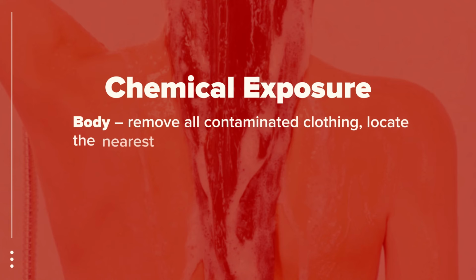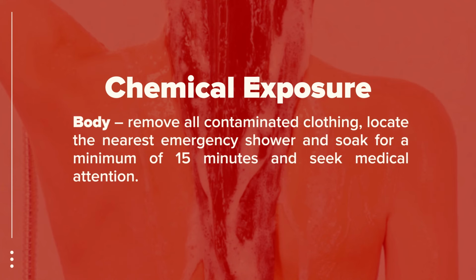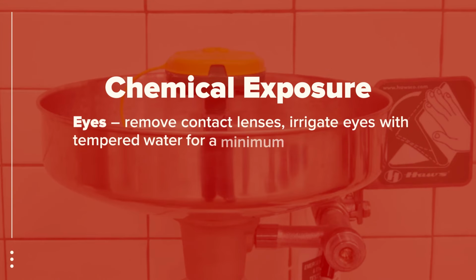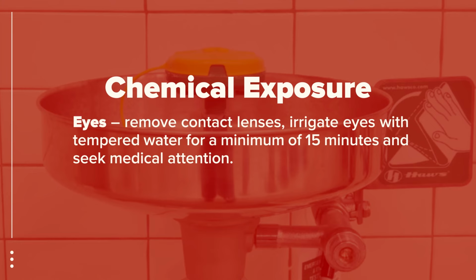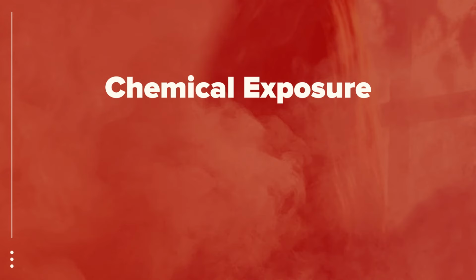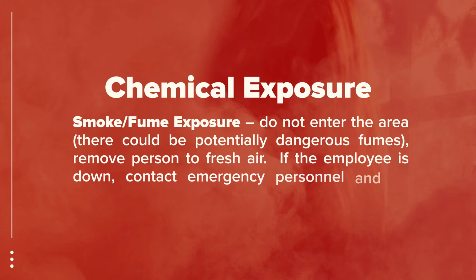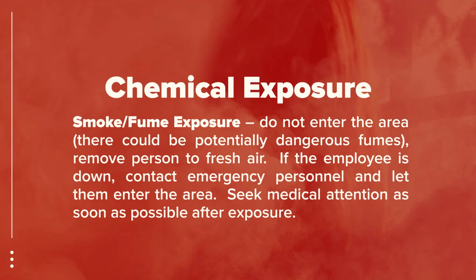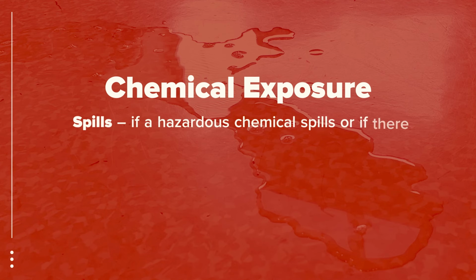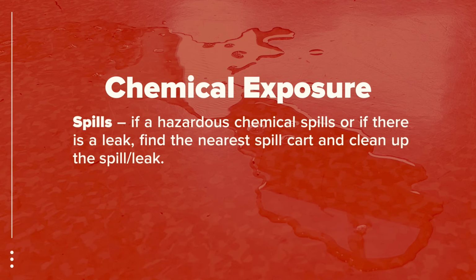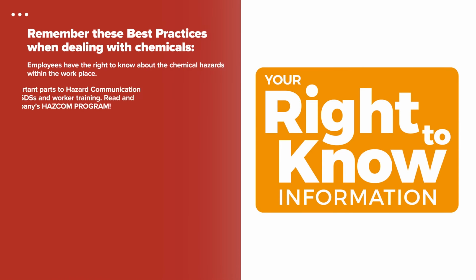Body: remove all contaminated clothing. Locate the nearest emergency shower and soak for a minimum of 15 minutes and seek medical attention. Eyes: remove contact lenses, irrigate eyes with tempered water for a minimum of 15 minutes, and seek medical attention. Smoke or fume exposure: do not enter the area. There could be potentially dangerous fumes. Remove the person to fresh air. If the employee is down, contact emergency personnel and let them enter the area. Seek medical attention as soon as possible after exposure. Spills: if a hazardous chemical spills or if there is a leak, find the nearest spill cart and clean up the spill or leak.